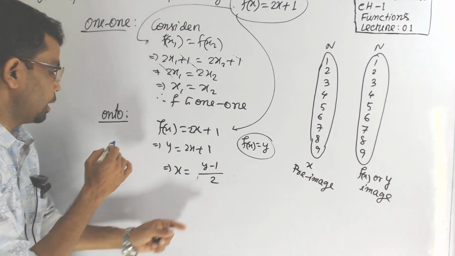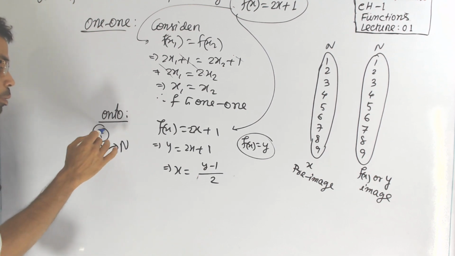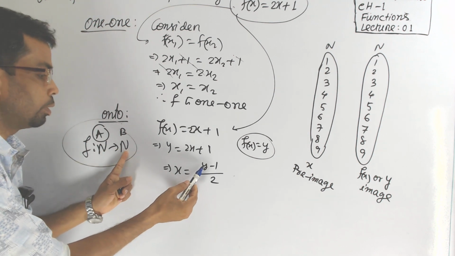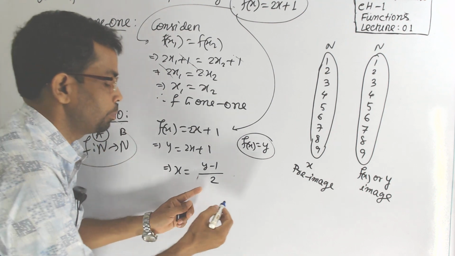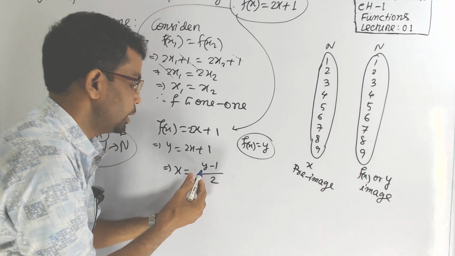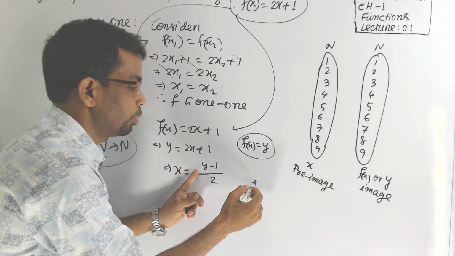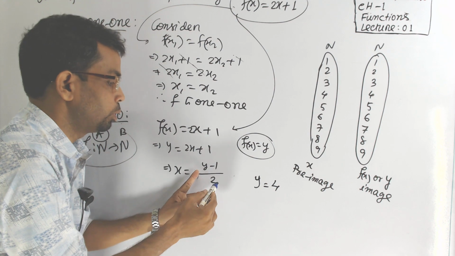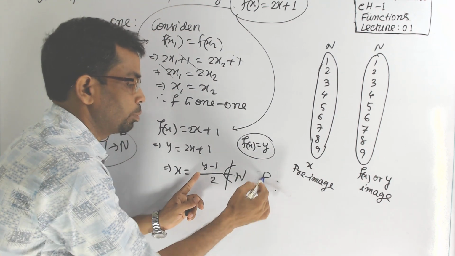Here f is from N to N, that means A, B. So for any value of y in B, will this expression give a number which is in set A? Let us see. If we take y as 4, then what will happen? (4 - 1)/2 is 3/2, which does not belong to the natural numbers.